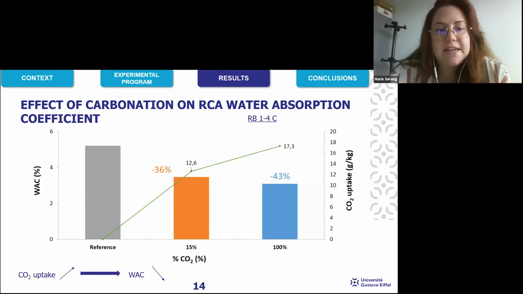And the last effect is an answer to the second objective, about the effect of carbonation on the recycled concrete aggregate water absorption coefficient on RB14C. With the increase of the percentage of CO2 concentration, we have an increase of the CO2 uptake, around 17 grams per kilogram. And with the increase of CO2 uptake, we have a decrease of WAC, the water absorption coefficient, at the maximum around 40%. So with the increase of CO2 uptake, we have the decrease of WAC.